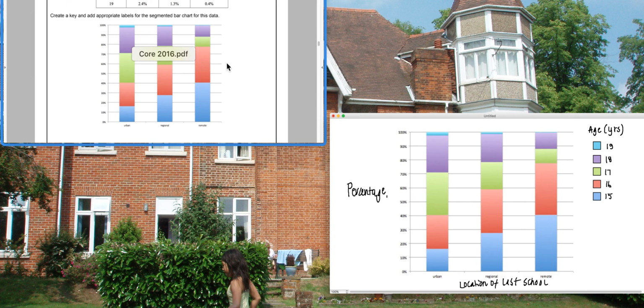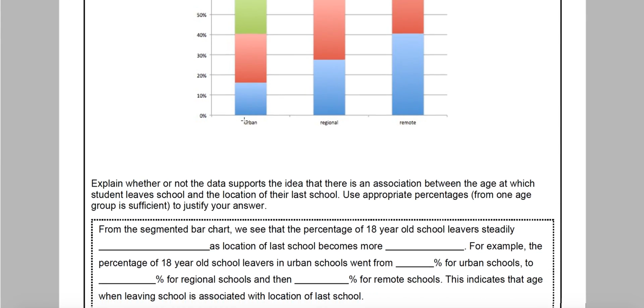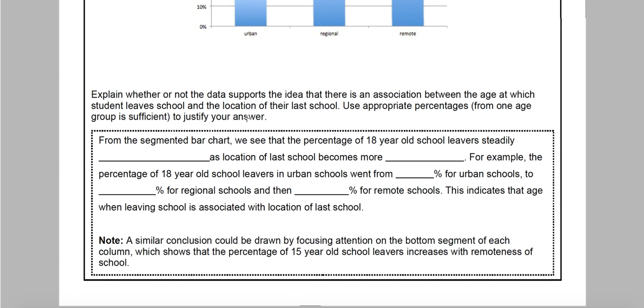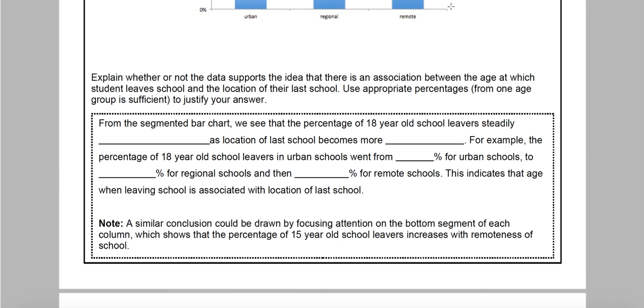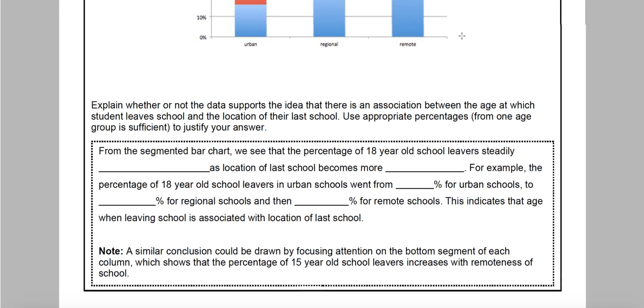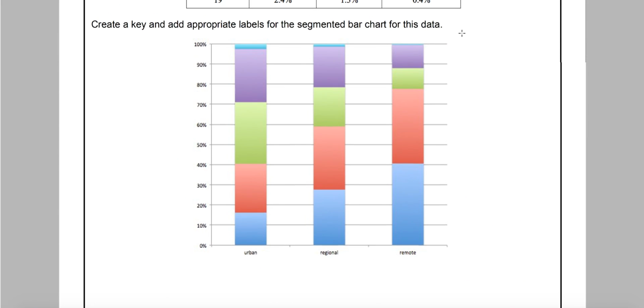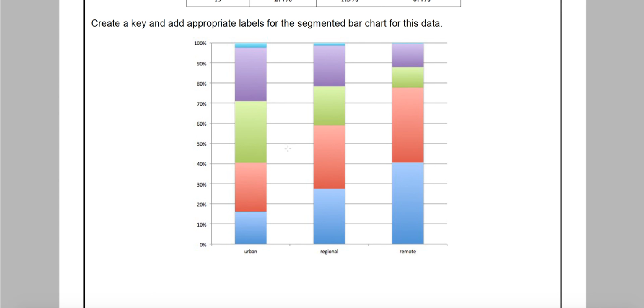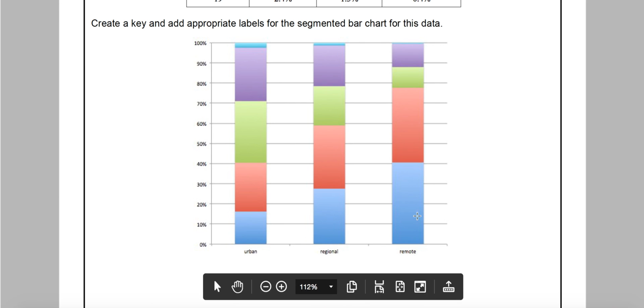Go back to the other one. All right, from here, what we're trying to do, just like we did with the two-way percentage table, is work out whether there's an association. One of the things you want to look for is if there is a pattern. So have a look at the different colours. As I progress, as I become more remote, so we've got urban setting, then regional, then remote, I'm getting more remote as I move to the right of the chart.